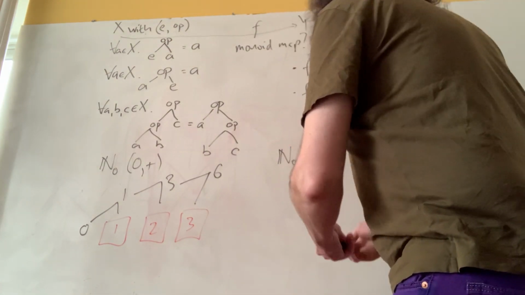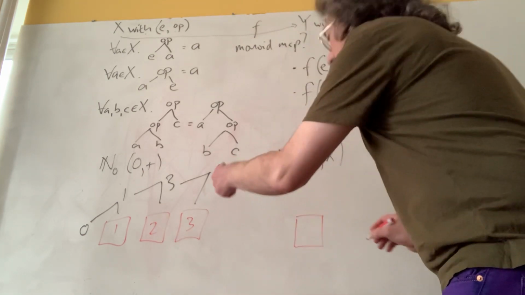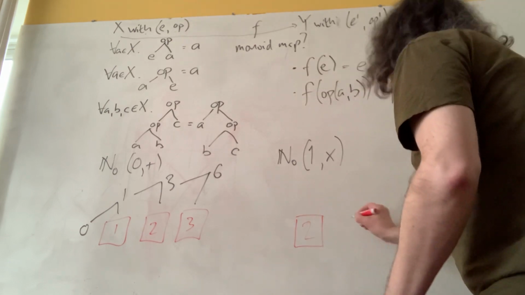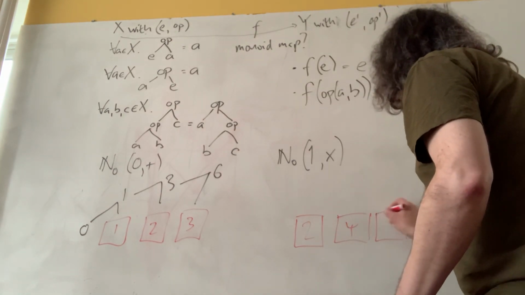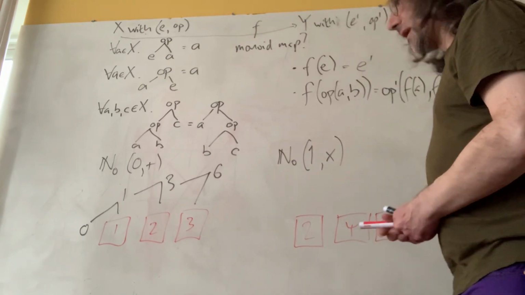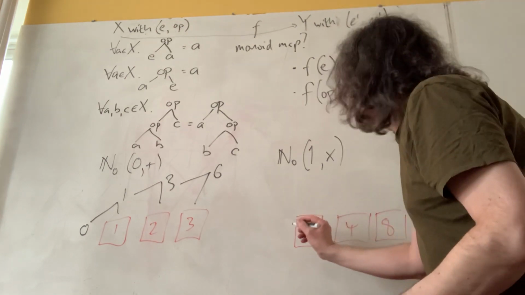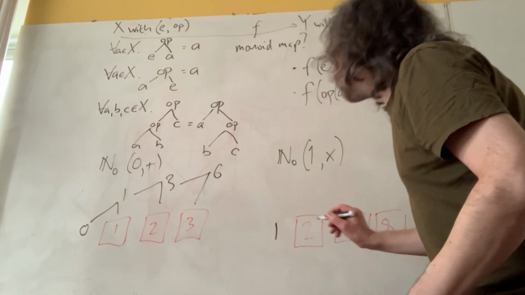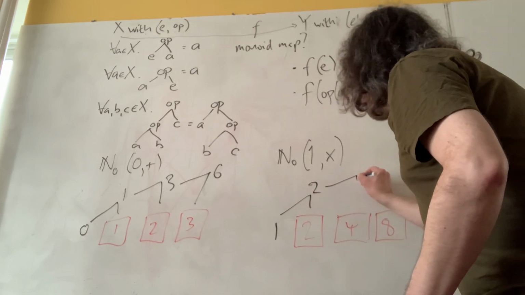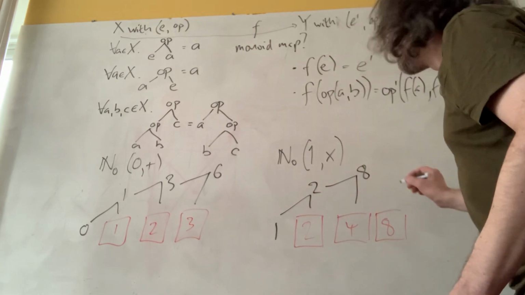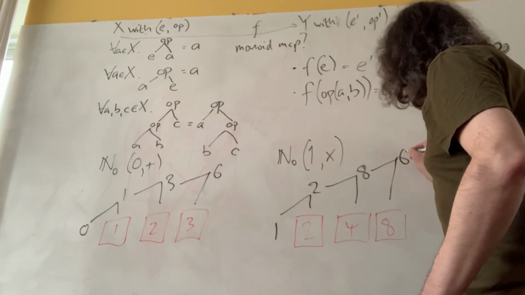If I translate my numbers, 2 to the 1 is 2, 2 to the 2 is 4, and 2 to the 3 is 8. If I transform the picture, I've got to use the neutral element for multiplication, which is 1. I combine these two by multiplying, I get 2. I combine 2 and 4 to get 8, and I combine 8 and 8 to get 64.